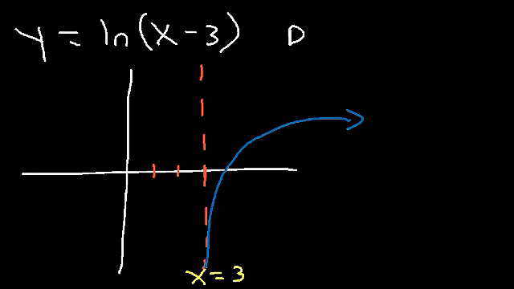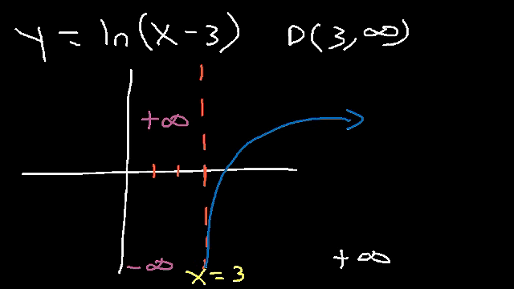Now let's write the domain. The lowest x value is 3, the highest is infinity. So it's going to be from 3 to infinity. Now if we analyze the range, the lowest y value is negative infinity, and the highest is positive infinity. So the range is all real numbers. Y can be anything.